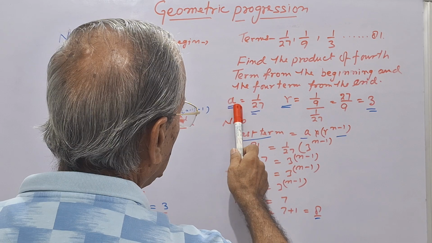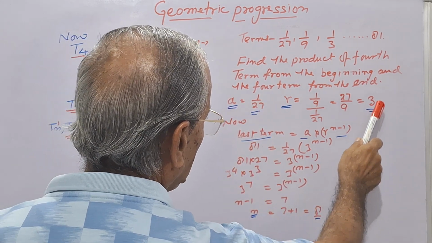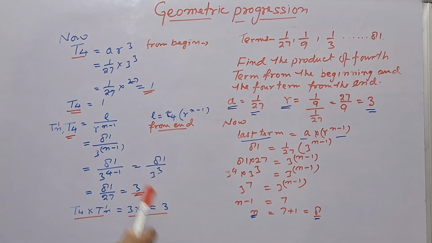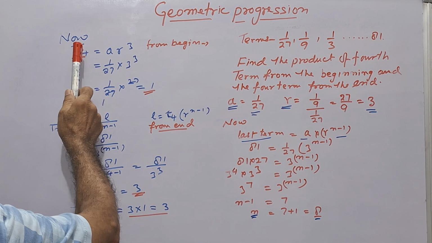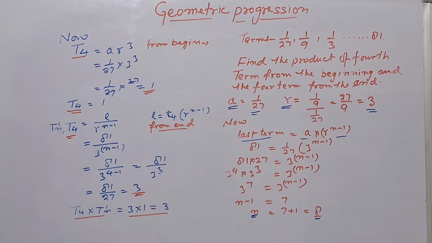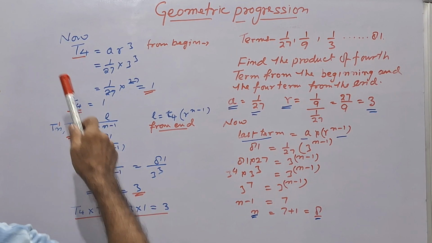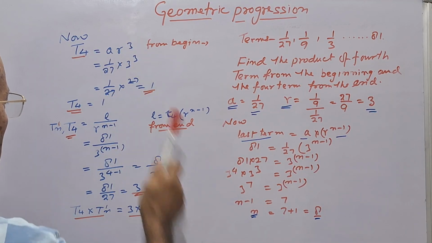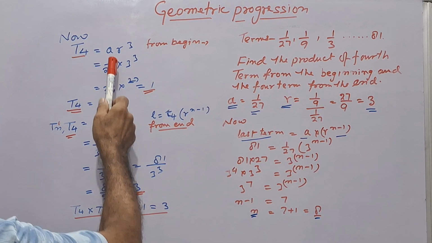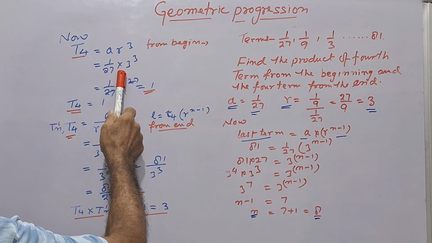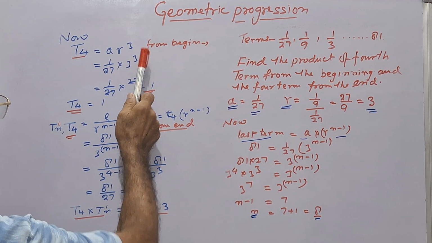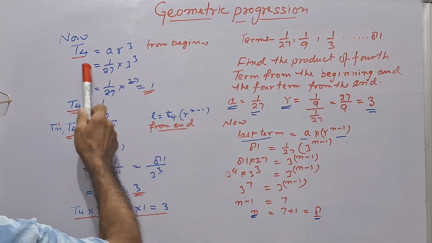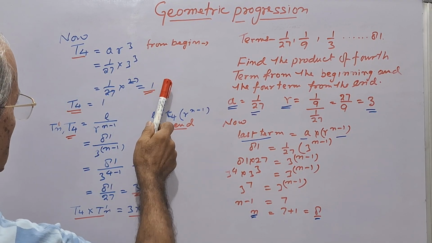Now here A is 1 upon 27, common ratio is 3, n is 8. Now we have to find out the 4th term from the beginning, and we know that the 4th term is equal to A into R power 3. Then A is 1 upon 27 into R is 3, 3 to the power 3. That is 1 upon 27 into 27, divided out. Then the 4th term is 1.